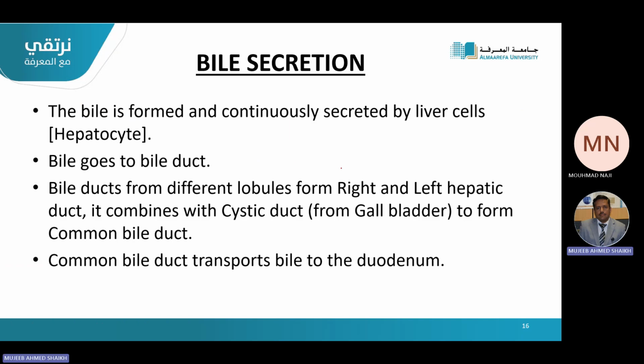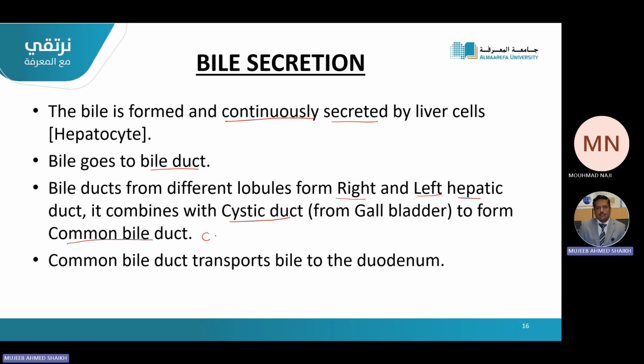So bile is continuously formed and secreted by the liver cell or hepatocyte. Then it will go to the bile duct. From the bile ducts of different lobules, it will come out of the liver through the right and left hepatic ducts. They will combine with a duct coming from the gallbladder, known as the cystic duct, to form the common bile duct.